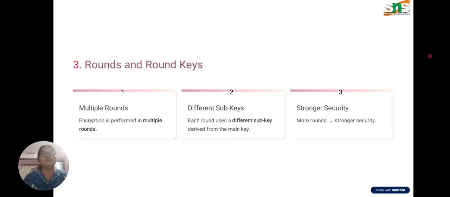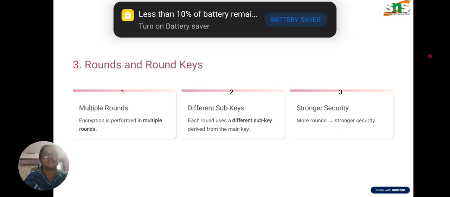So next we are going to see about rounds. Here the encryption is not done in one step. It happens in multiple rounds. Each round uses a different key, which is called a subkey. These subkeys are generated from the main key. More rounds means stronger security, but it also takes slightly more processing time.